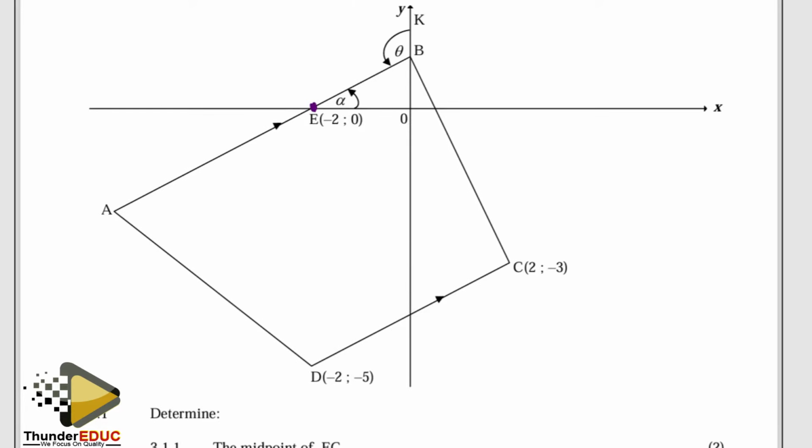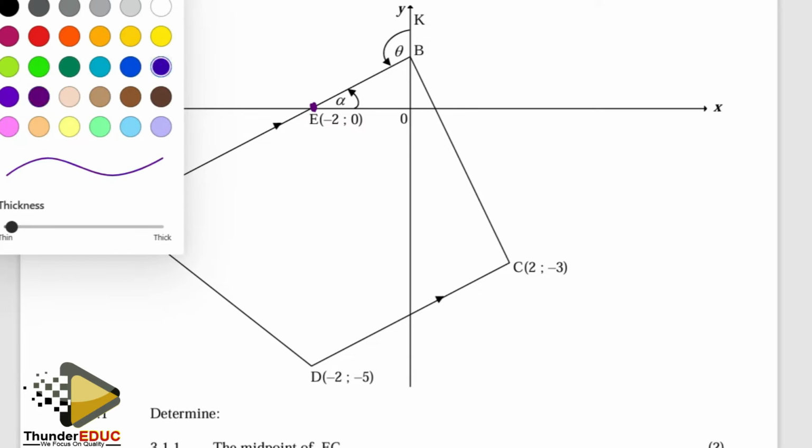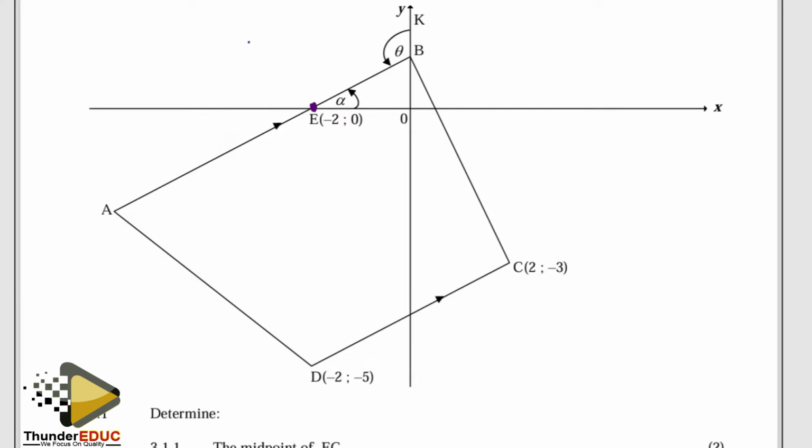3.1, they want the midpoint of EC. Now someone once asked me, but now there's no line between EC. Just imagine if there was a line there. Or if possible, just sketch it. But there's no point of sketching. Just get the midpoint. You know that midpoint, get the X, negative 2 plus 2 over 2.